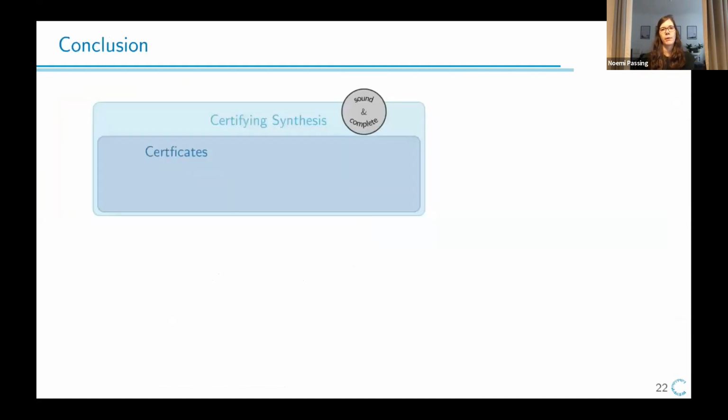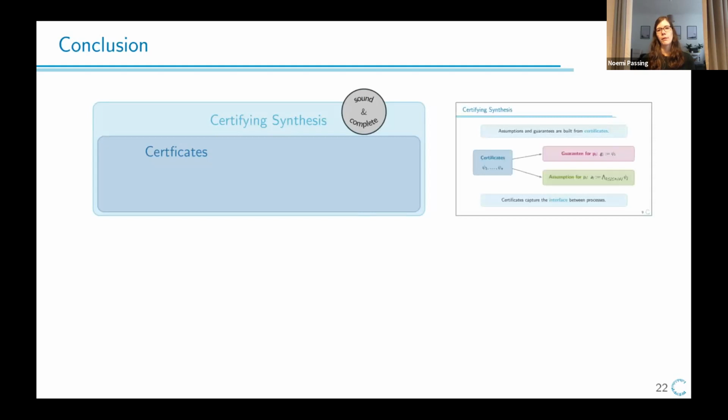Well, to sum up, I've presented you certifying synthesis, which is a sound and completely automatic assume-guarantee synthesis algorithm for distributed systems. It is built on so-called certificates. So we synthesize additional certificates for our processes, and from these, we can then construct the assumptions and guarantees for our assume-guarantee contract.